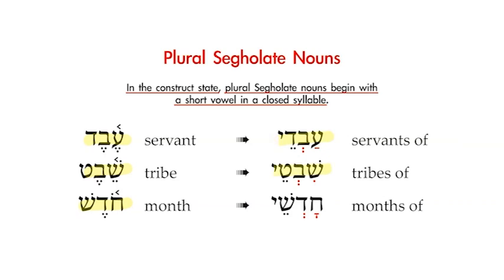Avdei, shivtei, chodshei. In each case, we have a short vowel under the first letter, patach, hireq, or qamets hatuf, followed by a silent shewa under the second letter. This is the formative pattern of plural segolate nouns. You just have to memorize this pattern. There's a reason for the appearance of these short vowels, but you don't need to know it. You simply need to memorize that plural segolate nouns are going to take a short vowel in a closed syllable at the beginning of the word, but they're also going to maintain the tsere yod masculine plural ending that easily identifies them as masculine plural construct.